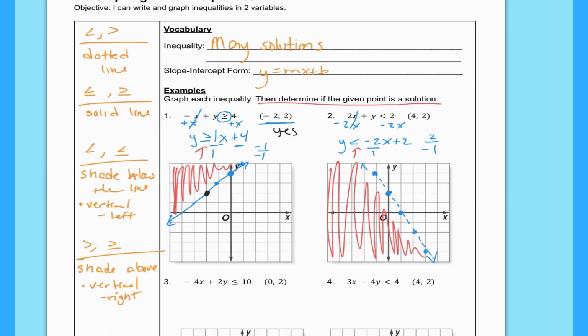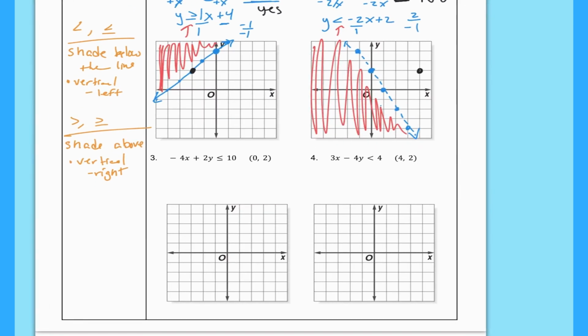So then let's plot our point. It wants us to check is 4, 2 a solution. So let's plot the point 4, positive 2. And because that is not in the shaded region, this is not a solution. So no, it's not a solution.